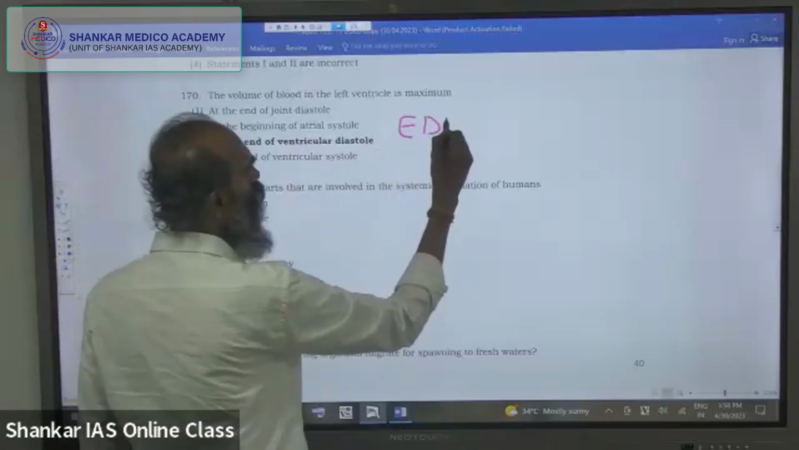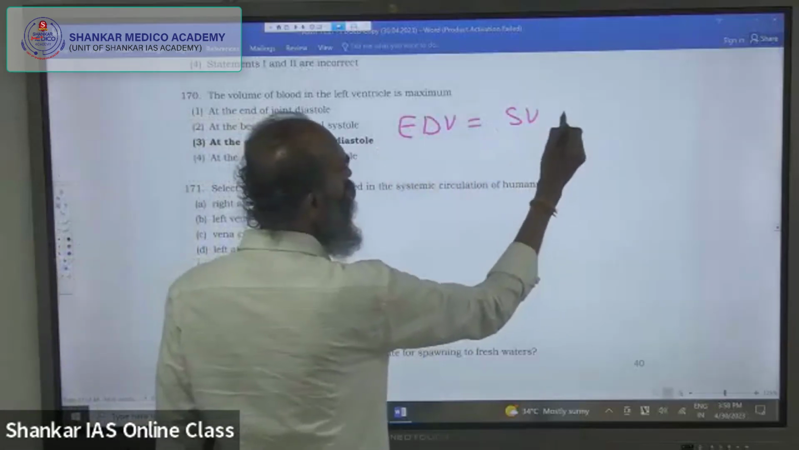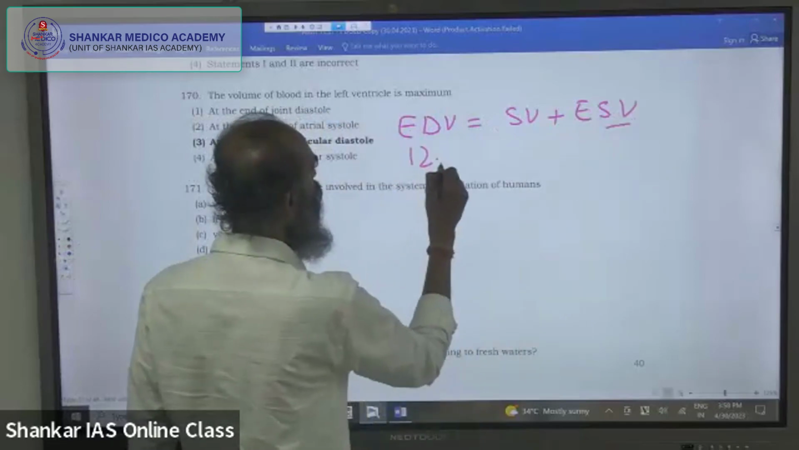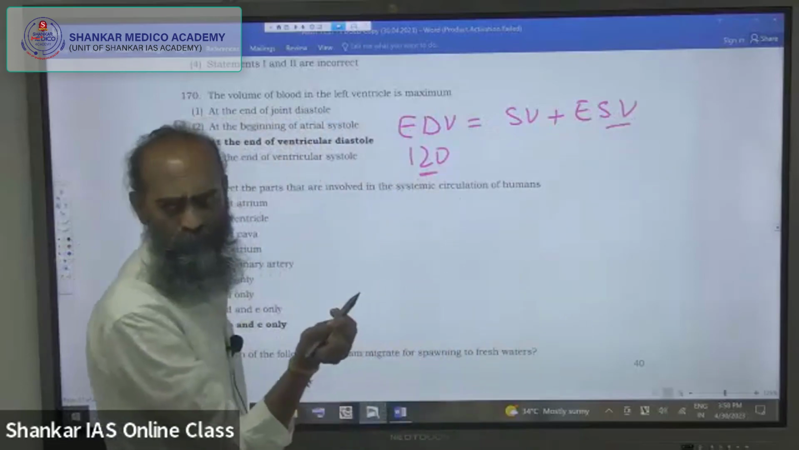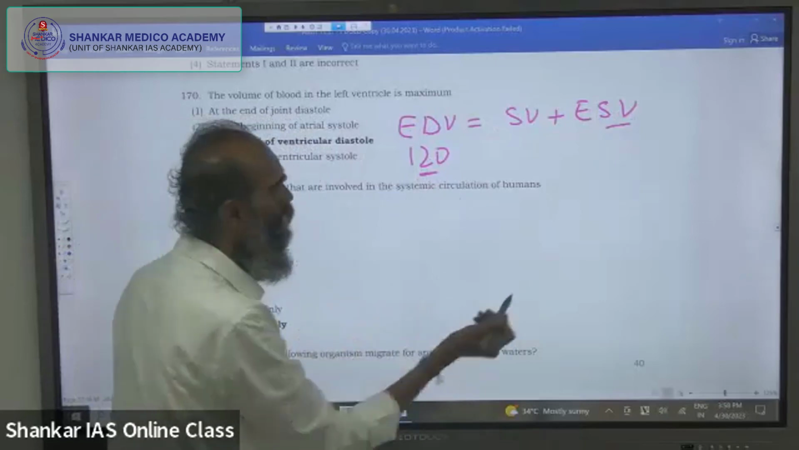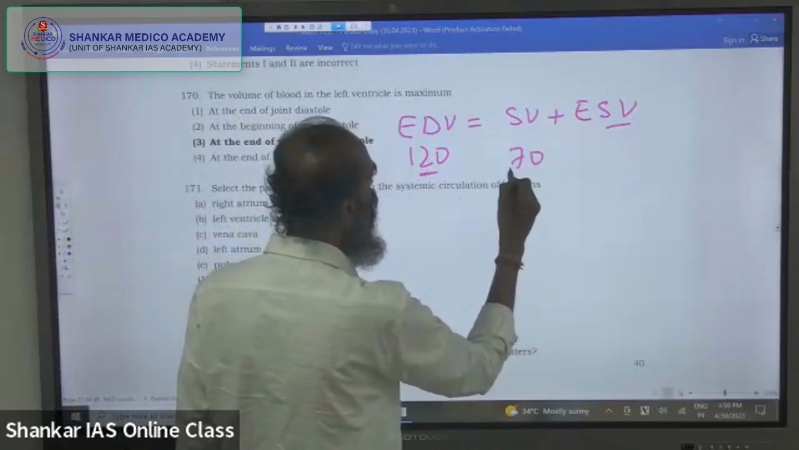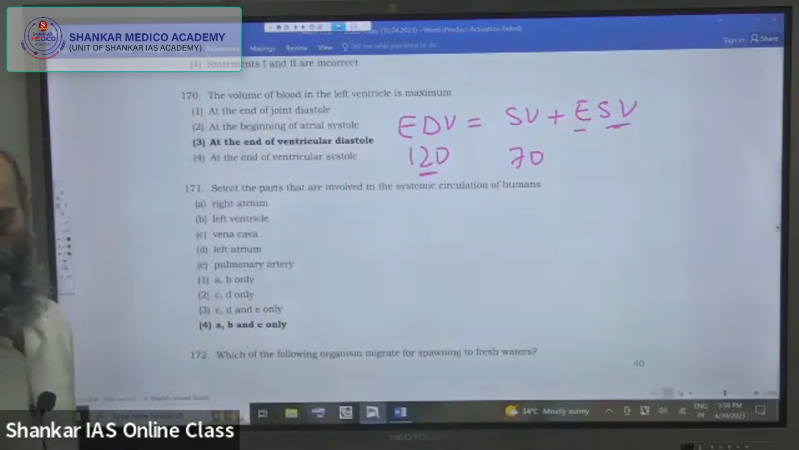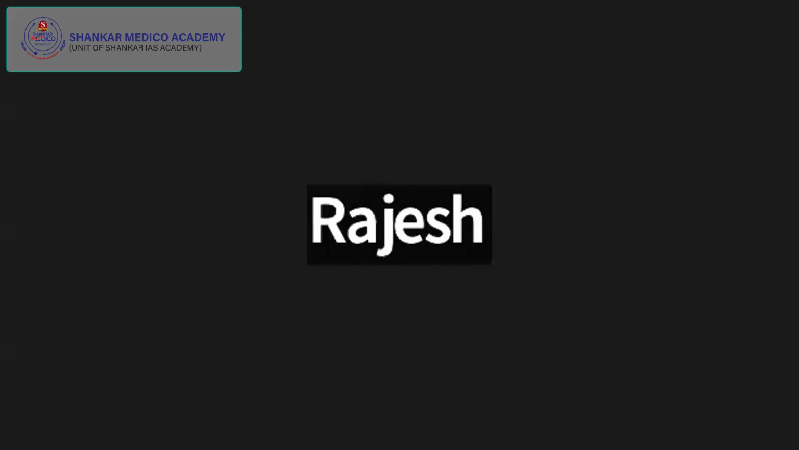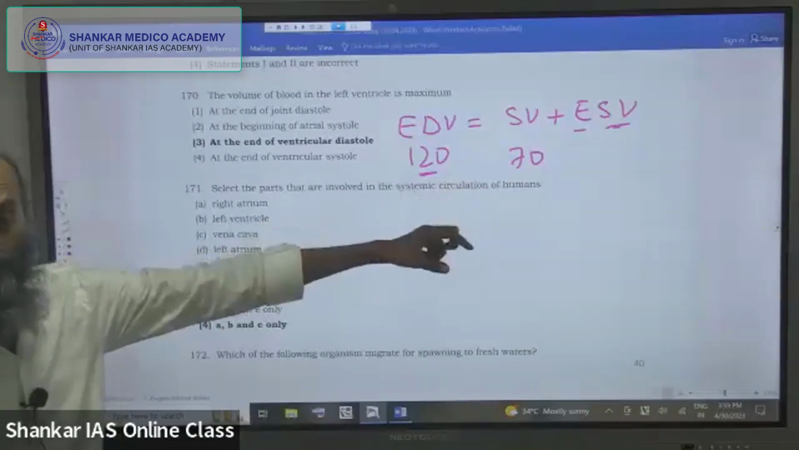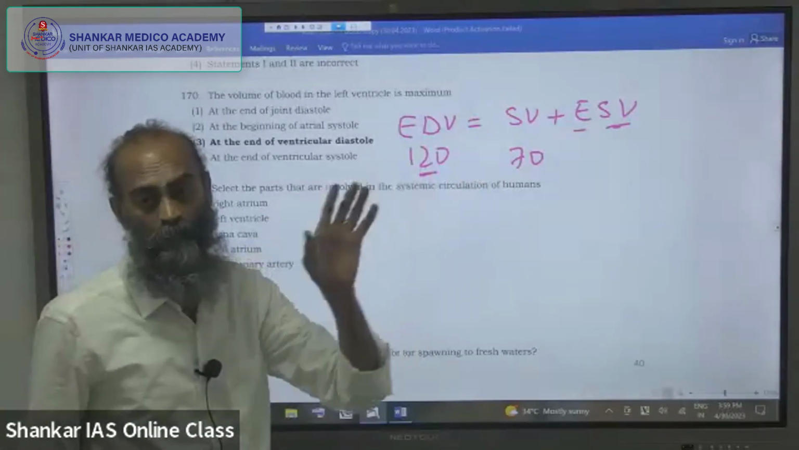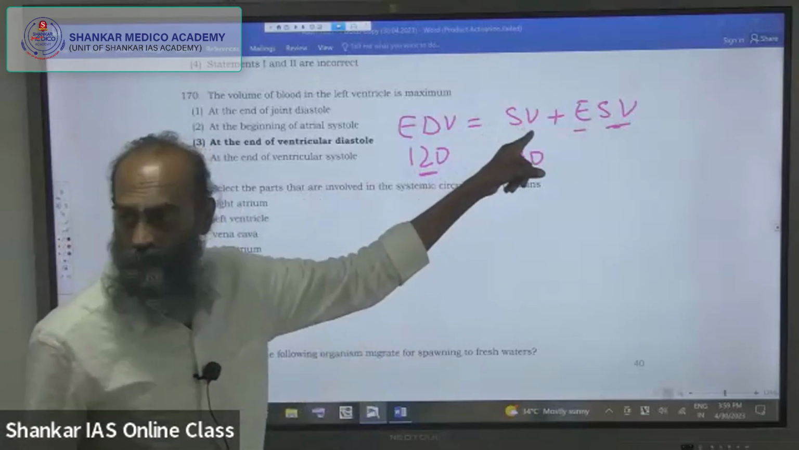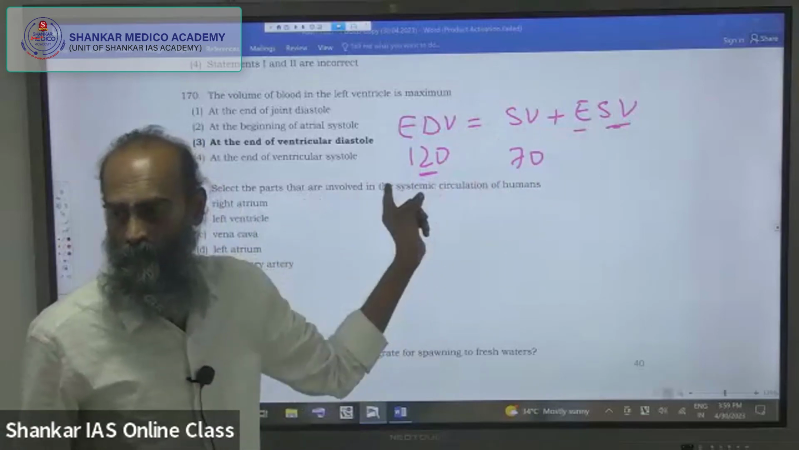End diastolic volume is equal to stroke volume plus end systolic volume. This is always 120 ml, or it may change according to if they give volume. Stroke volume will be 70. So what is end systolic volume? 50. Sometimes they will give the cardiac output and number of heartbeats. Based on that, you will get stroke volume. With that also you can solve this problem.